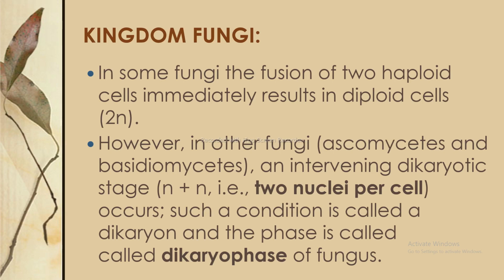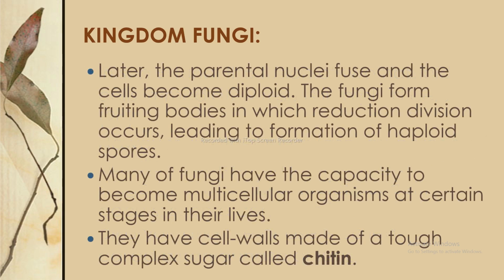However, in other fungi, ascomycetes and basidiomycetes, an intervening dikaryotic stage, N plus N, for example two nuclei per cell, occurs. Such a condition is called dikaryon, and the phase is called dikaryophase of fungus. Later, the parental nuclei fuse and the cells become diploid. The fungi form fruiting bodies in which the reduction division occurs, leading to formation of haploid spores.